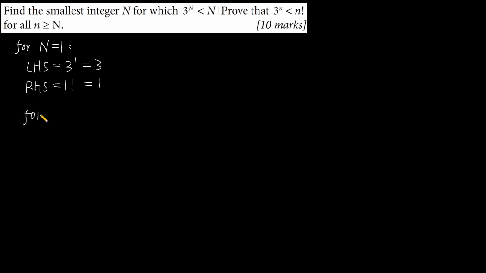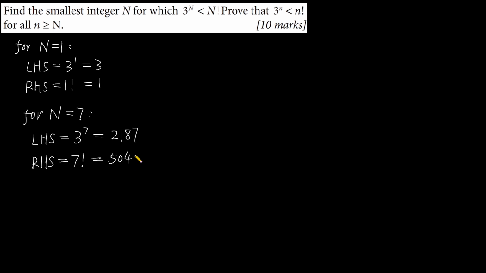So for n equals 7, the left hand side equals 3 to the power of 7, and this equals 2187, and the right hand side equals 7 factorial, and this equals 5040. Now we found that the left hand side is smaller than the right hand side. So the smallest integer n is 7.